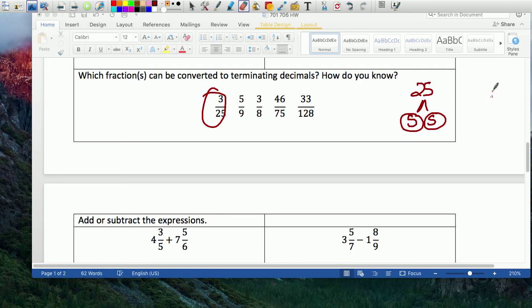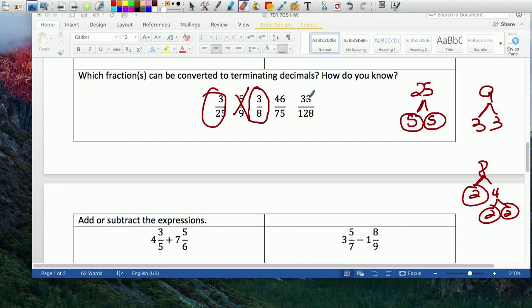9, if you break it up into prime factors, is 3 and 3. So that's going to be something that goes on forever, so that's not terminating. 8 is made up of 2 and 4, which I can break the 4 into 2 and 2. So 8 is 2 times 2 times 2, right? All the prime factors are 2. So if I actually divide this, this doesn't go on. This actually terminates.